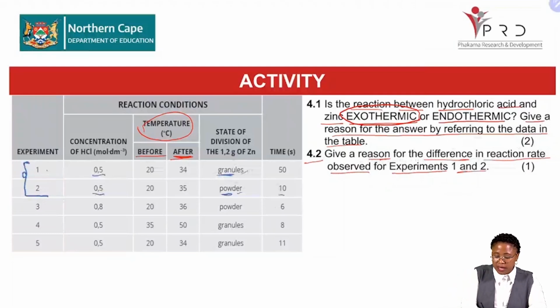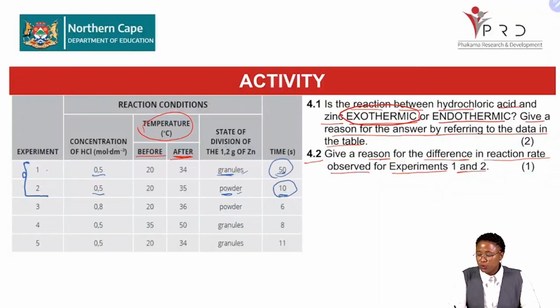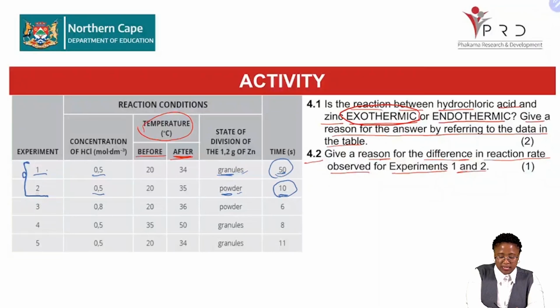I will see that by the time. How much time did it take for the reaction to take place? As you can see, reaction 2 is faster than reaction 1. Experiment 2 is faster than experiment 1 during the reaction. Okay, that is the difference between experiment 1 and experiment 2.